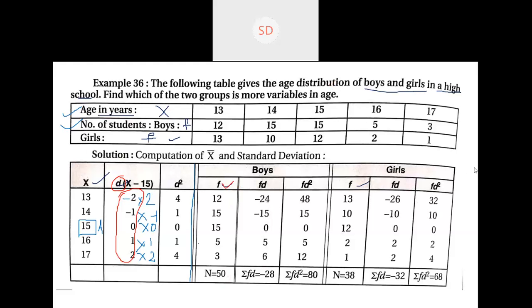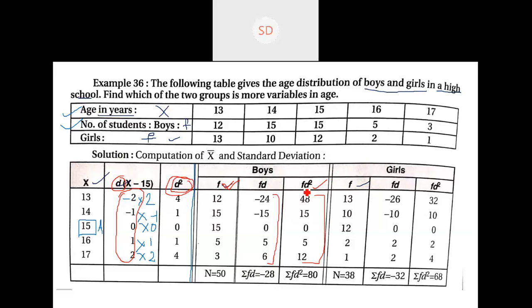Next step is the same frequency has to be multiplied with D square. When you multiply with D square, you're going to get FD square. So first, we take all the frequencies from the question and write them down. Then we multiply this frequency into the deviations, which is called FD. Next, I multiply frequency into D square, which gives me FD square. Once I calculate all this, I add all of them separately, and you will get these answers.